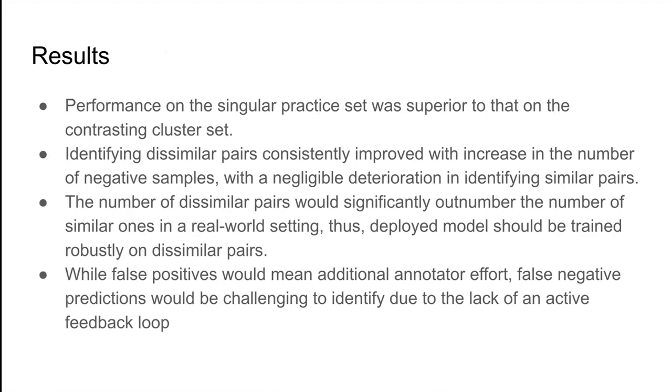And while false positives would mean additional annotator effort, false negative predictions would be challenging to identify due to lack of an active feedback loop. By which I mean, whenever a model positively identifies a dissimilar case and segment, then it is easy to spot that this is not a matching set. But the ones that are not identified would be harder to catch because there is no active feedback loop.